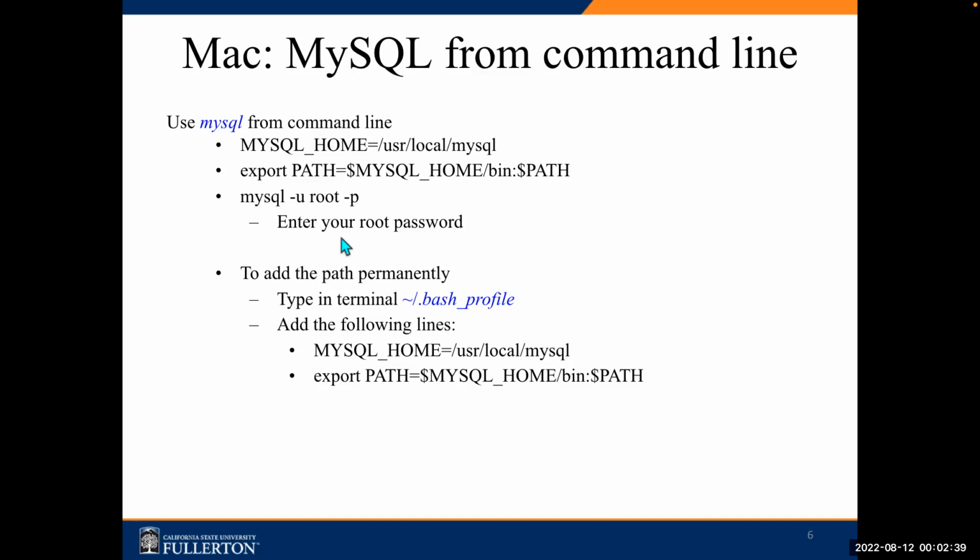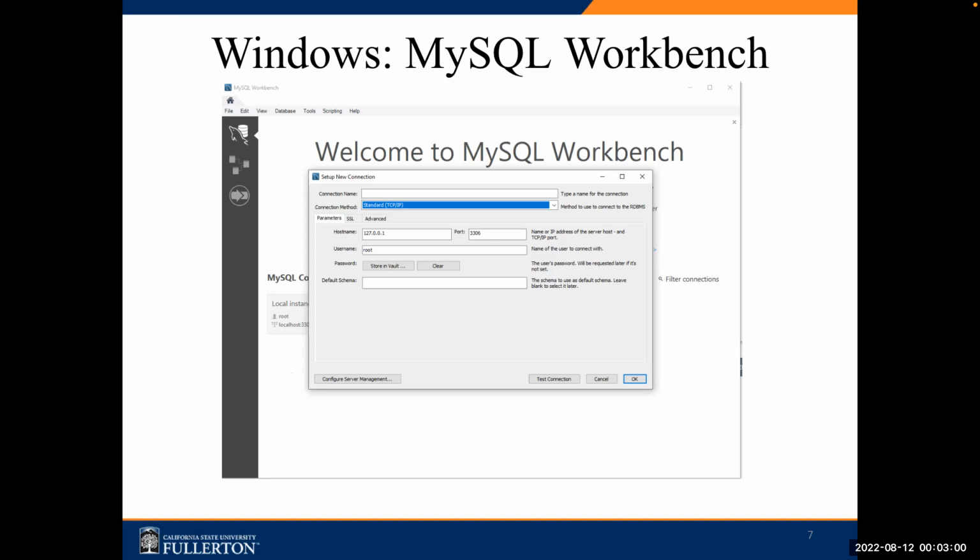Now you can also add this path permanently. You would go on the terminal, open up your bash profile file, and add the statements as shown here onto the bash profile file, save the file, and it'll automatically add that path for the future.